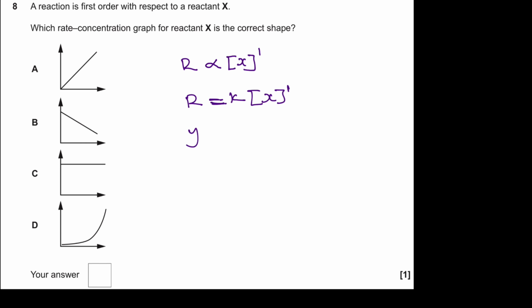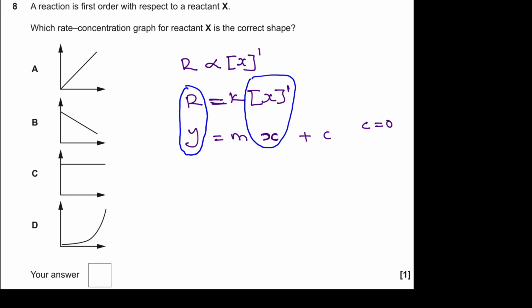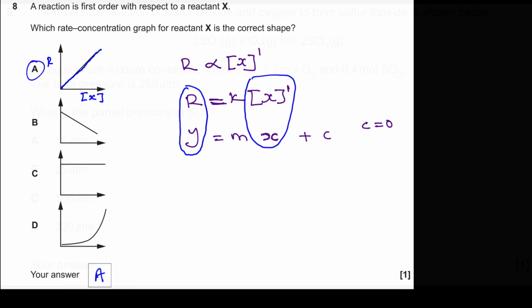Compare that with y equals mx plus c, but c equals 0. Compare that to y equals mx, where we can say that we're looking for a linear relationship going through the origin. We've got the rate here and the concentration there. It's a linear relationship going through the origin. The answer is going to be A. Write A in the box.